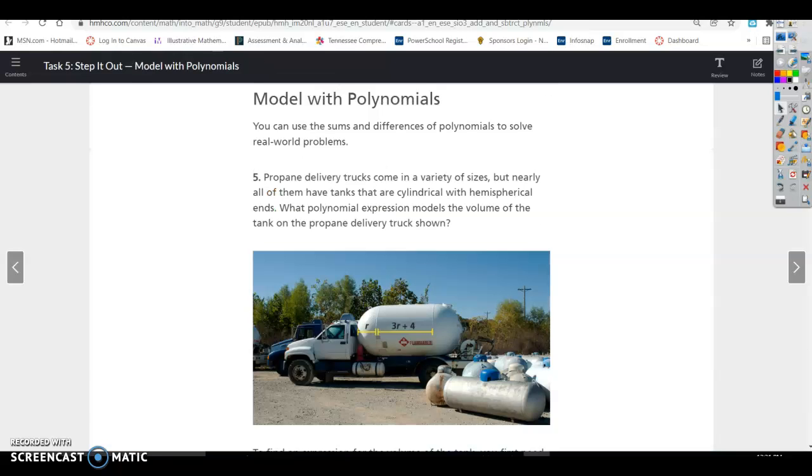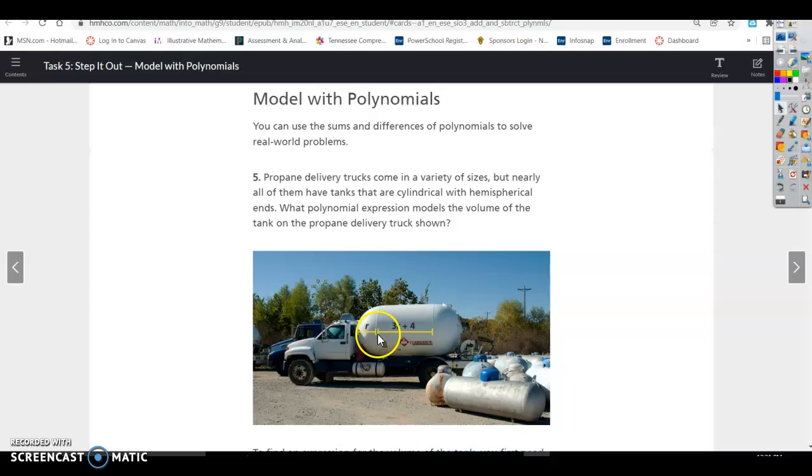Lesson 16.1, task 5. Model with polynomials. You can use the sum and difference of polynomials to solve real-world problems. Propane delivery trucks come in a variety of sizes, but nearly all of them have tanks that are cylindrical and hemispherical ends. What polynomial expression models the volume of the tank of the propane delivery truck shown.